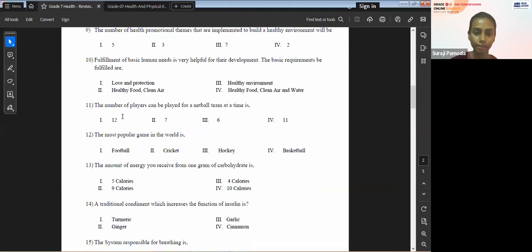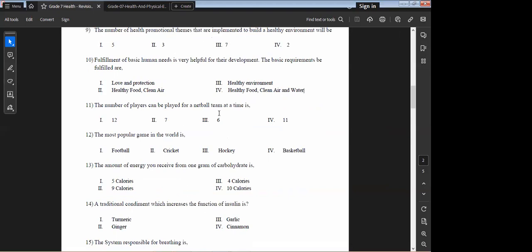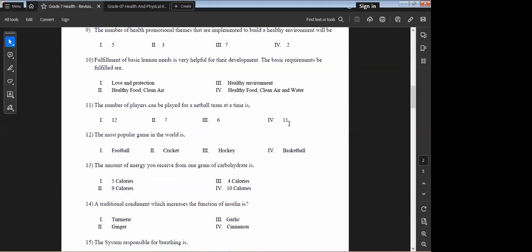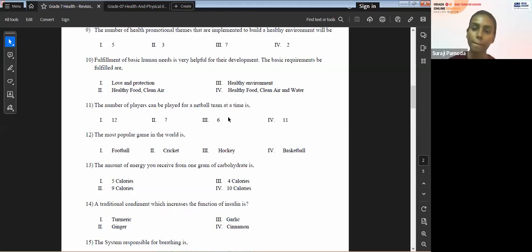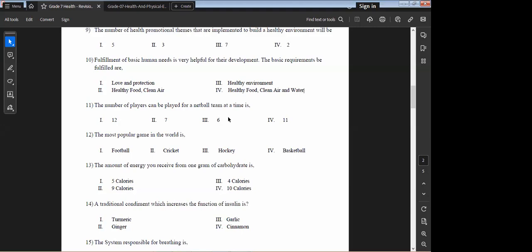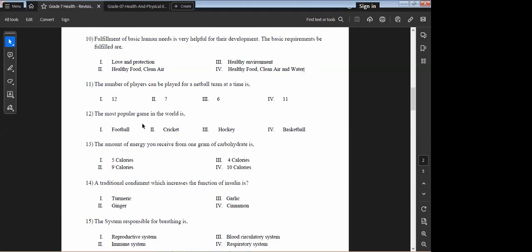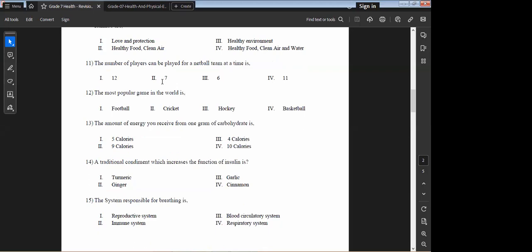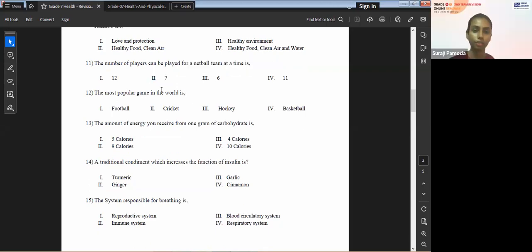Okay. And the 11th one is the number of players that can play in a netball team. 7, right? 7 is the number of team players in netball. So how many players in football? 11. And in volleyball? 6, yes. And cricket? 11. Okay, it is 11. So the answer should be 7, yes, the second one. Second answer for the 11th question.